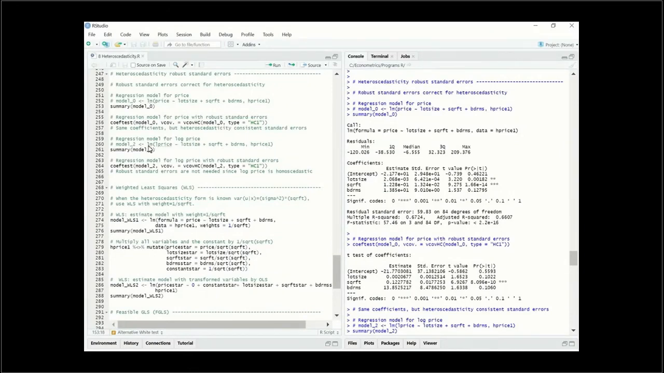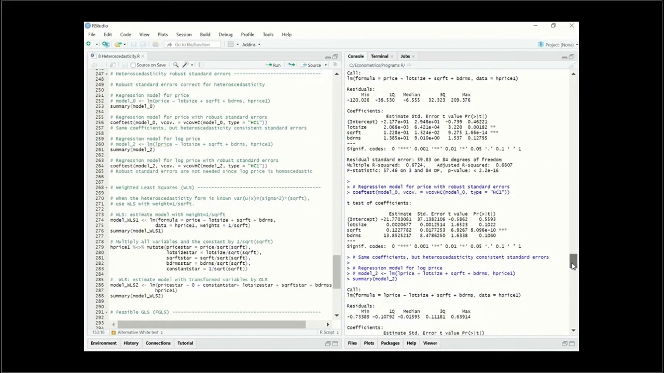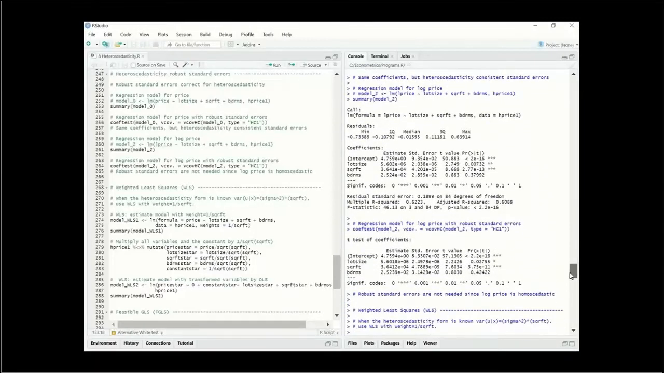So this is the log price, and these are the independent variables. This is our model 2. And we can do exactly the same procedure here to find the heteroscedasticity-consistent standard errors. So these are the results that we have right here. This is the original model with the original coefficients, and these are the results that we have here.